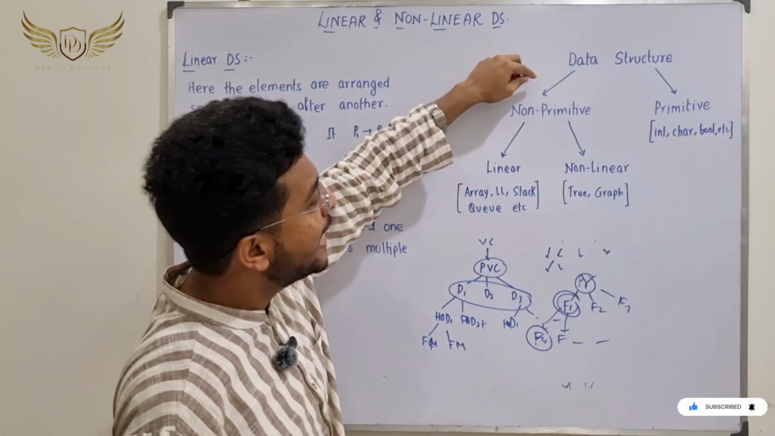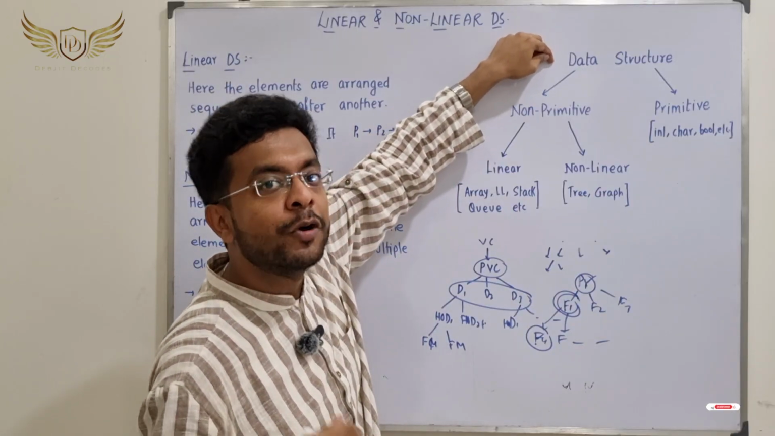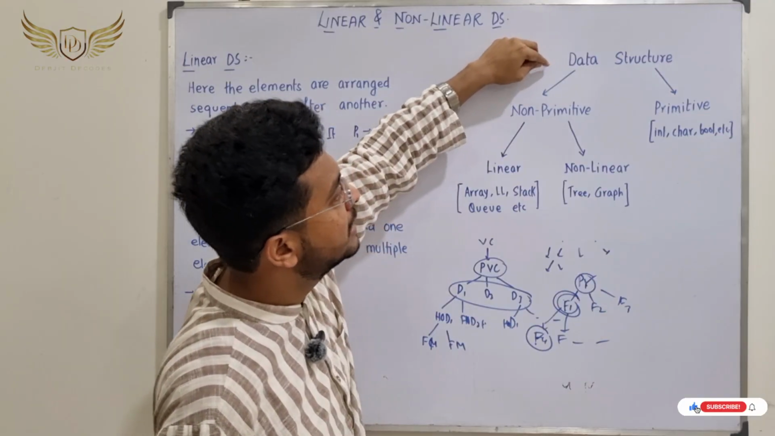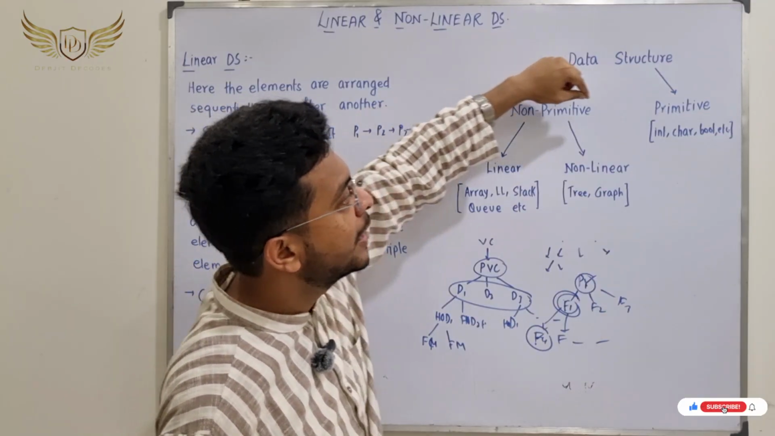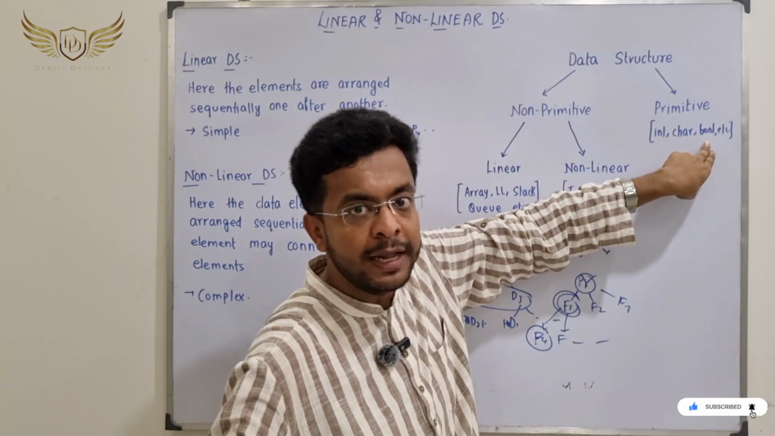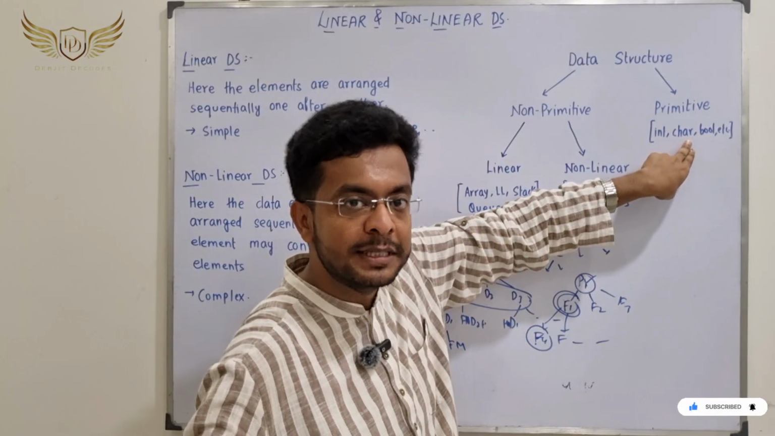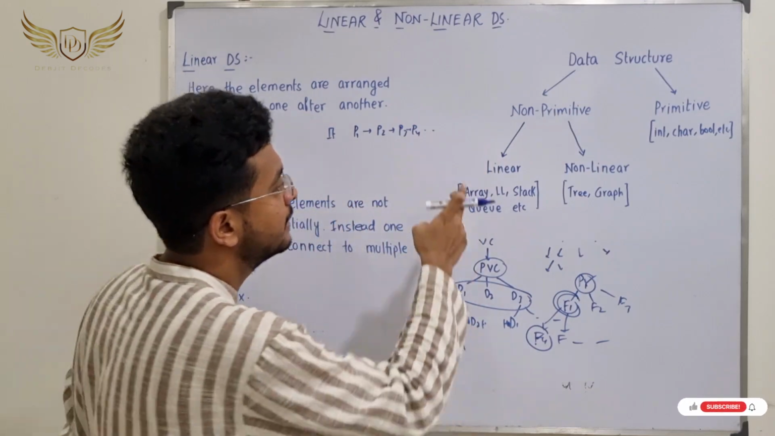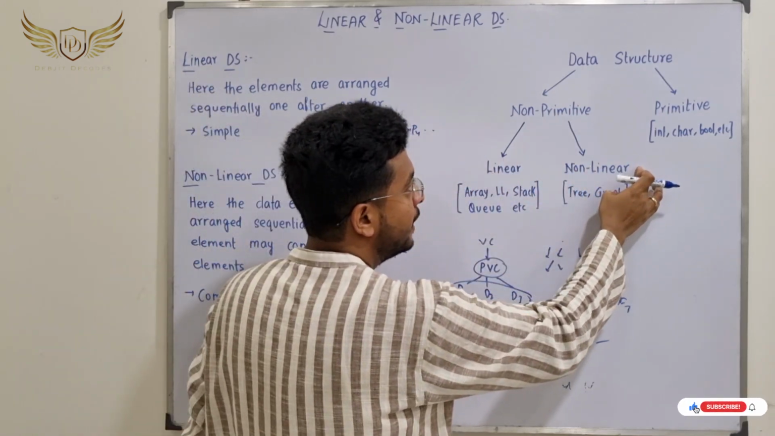Okay, so as I conveyed in the last video, I am conveying the same in this video as well, that we have seen that data structures can be classified into two parts, non-primitive and primitive. Inside this primitive, there is integer, character, boolean, etc. Okay, the basic data types of a programming language. Now, in case of non-primitive, we have again broken it down into two parts, that is linear and non-linear.